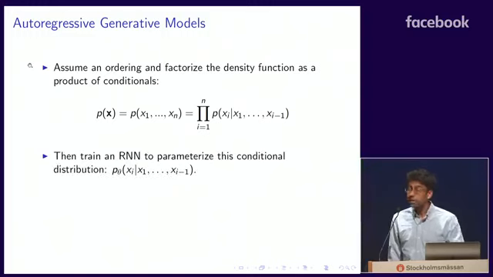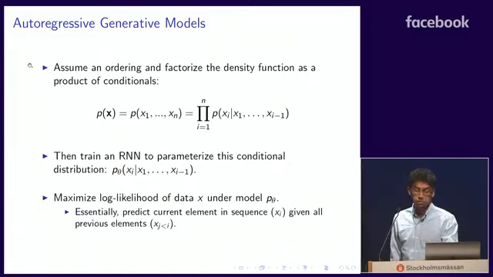And so training this model amounts to training some kind of RNN that parameterizes this conditional distribution. And so what we do is we maximize the log likelihood of our data set given our model parameters. And this basically amounts to predicting the current element in the sequence given all of the previous elements.